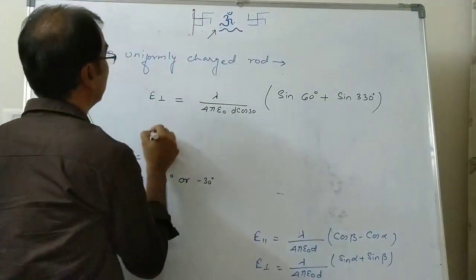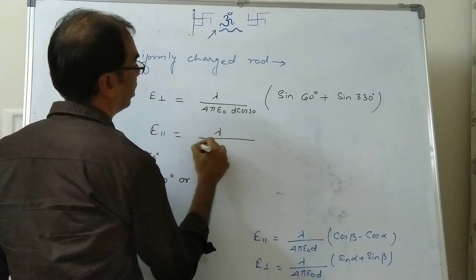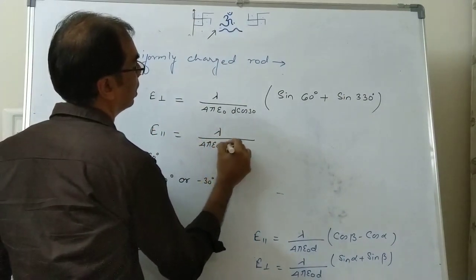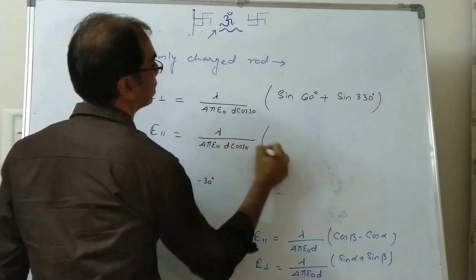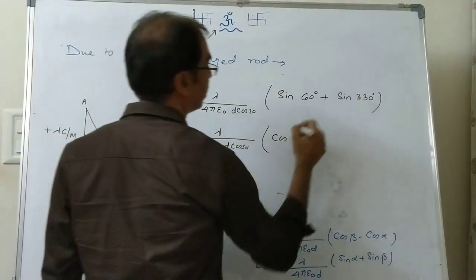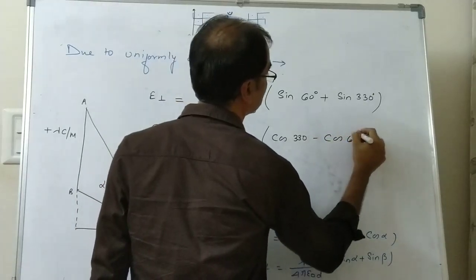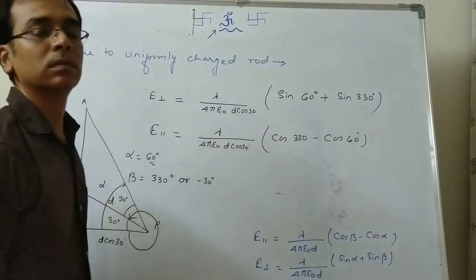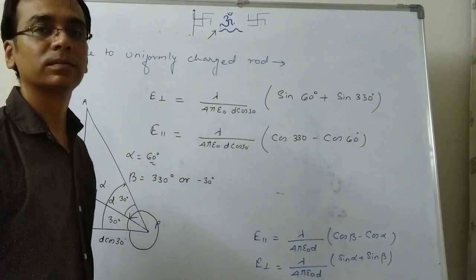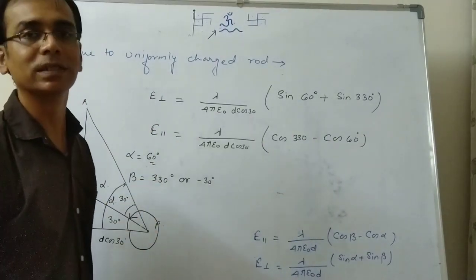Same way, if you are finding E parallel, again lambda by 4 pi epsilon naught d cos 30. This is cos. First, what do we write? Beta. And what is beta here? 330. So cos 330 minus cos 60 degrees. Did you understand that? This is very, very important because these kinds of questions are asked in competitive exams.